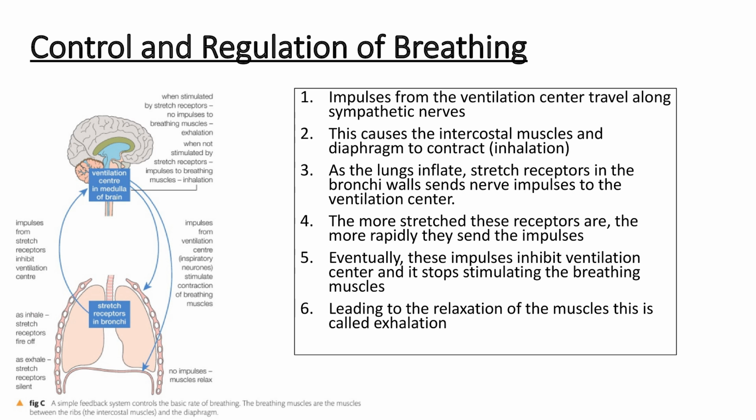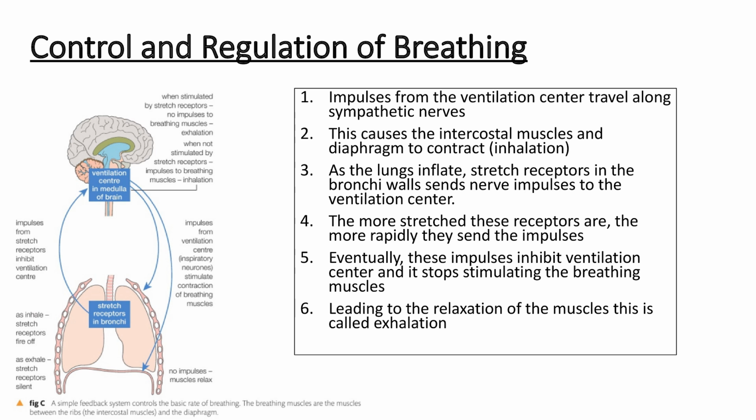As the lungs inflate, stretch receptors in the bronchial walls send nerve impulses to the ventilation center. The more stretched these receptors are, the more rapidly they send the impulses. Eventually, these impulses inhibit the ventilation center and it stops stimulating the breathing muscles, leading to the relaxation of the muscles. This is called exhalation. So this is the process of breathing in and breathing out, exhalation and inhalation. This is important.